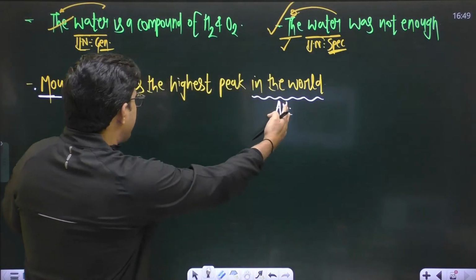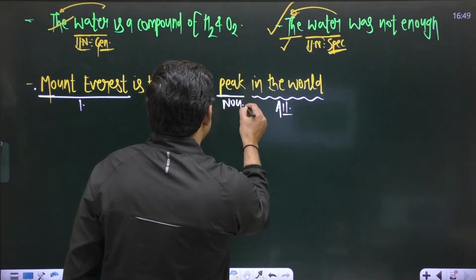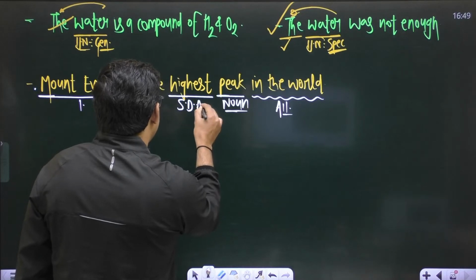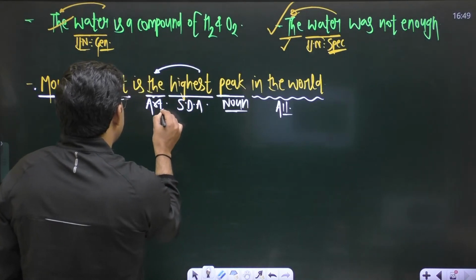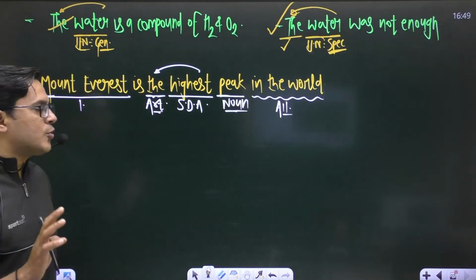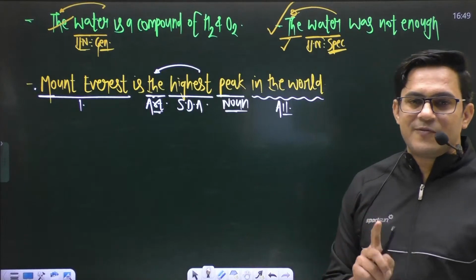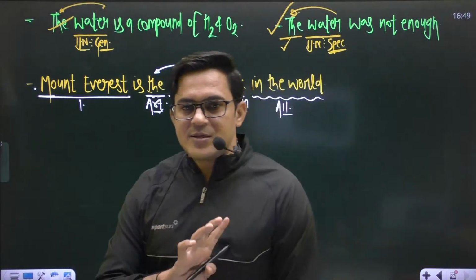So there is comparison among more than two, and whenever you have comparison among more than two, we use an adjective of superlative degree, and all adjectives of superlative degree demand article the before them. You know it very well. This is the one concept.